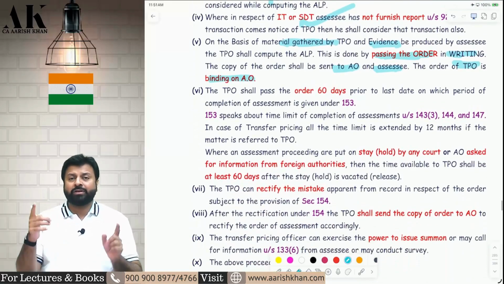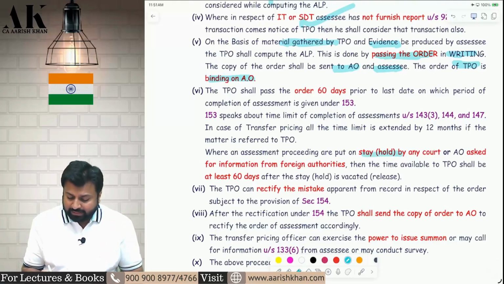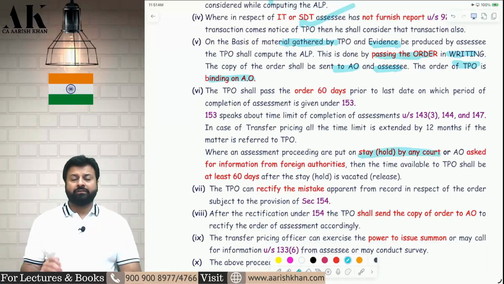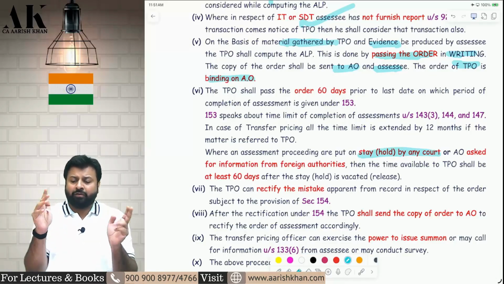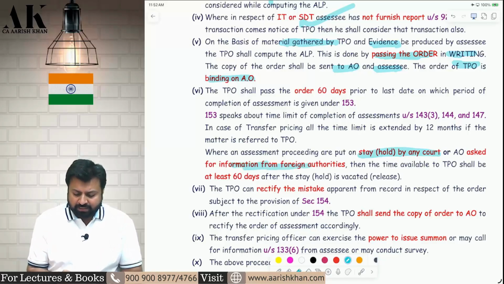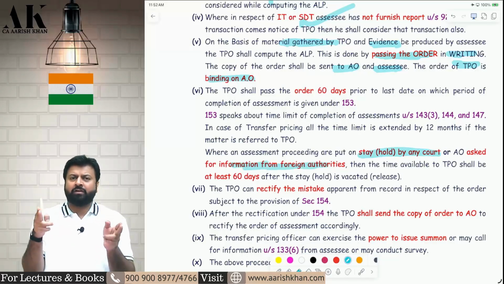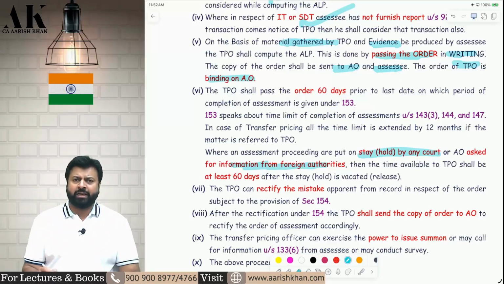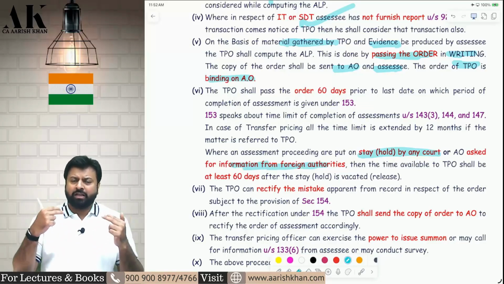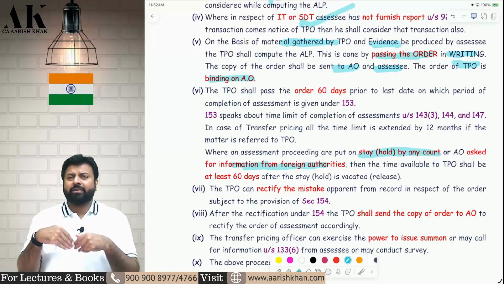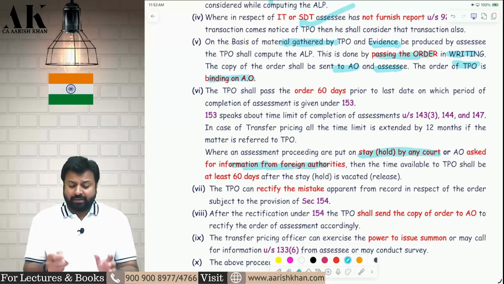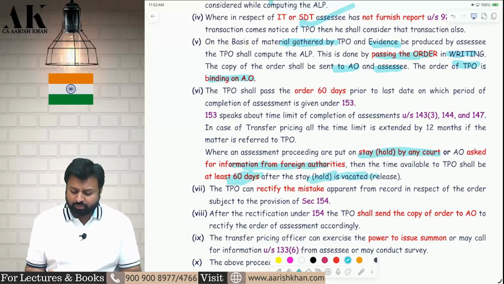Now, in this entire process, if the proceeding is put on stay by any court because of which the time is lost, suppose the court has put your proceeding on stay for 40 days, or if the assessing officer is asking for information from a foreign authority, therefore the assessments are stopped in between for 40 days. So the TPO and the AO will get extra 40 days time, and whenever the proceedings are resumed, they should get at least 60 days time to complete the proceedings.